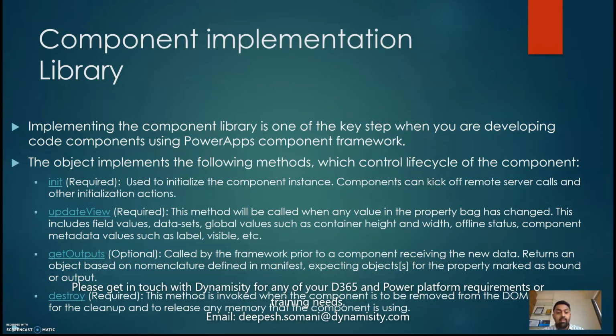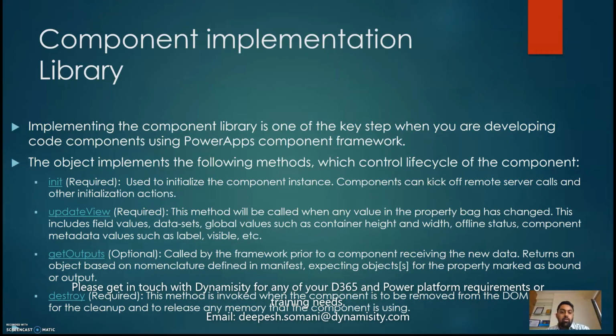They are init, update view, get outputs, and destroy, out of which init, update view, and destroy are required methods, whereas get outputs is the only optional method which you do not require at all times. So what is the init method used for? This is used to initialize the component. For example, whenever the component is going to be initialized, this is the particular method that will be triggered. You can kick off remote server calls and other initialization actions in this particular method.